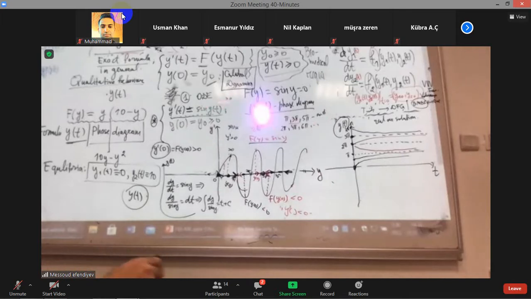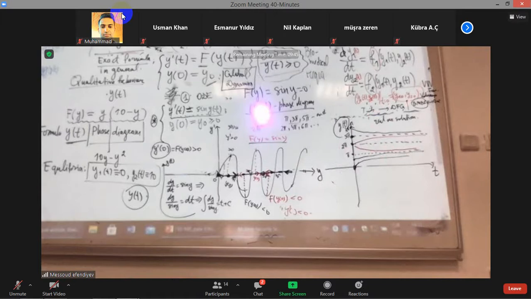That means this kind of beautiful analysis nearby the equilibria and the behavior of the solution is, first of all, local. It is the so-called local analysis, and the solution never oscillated.